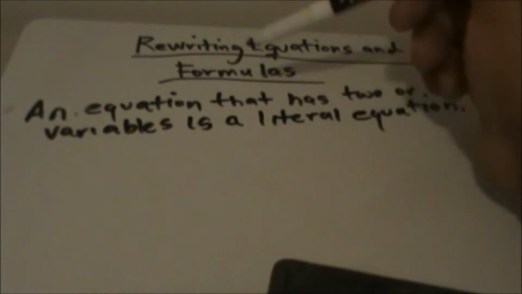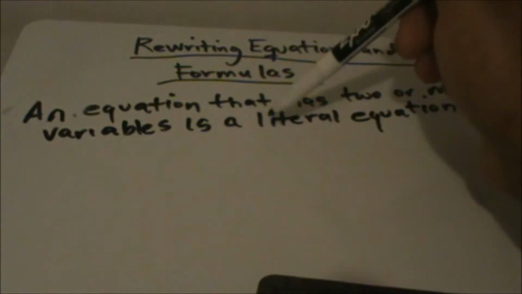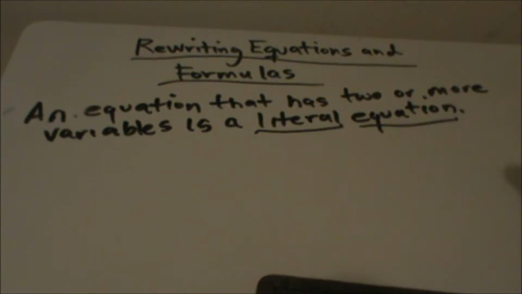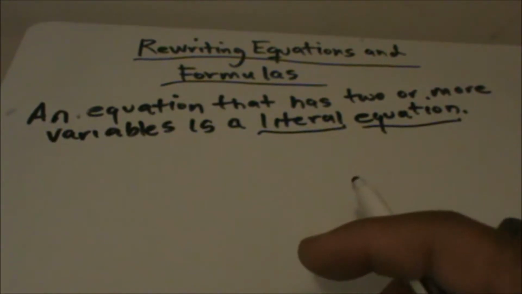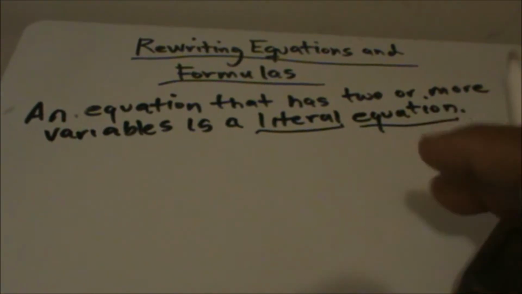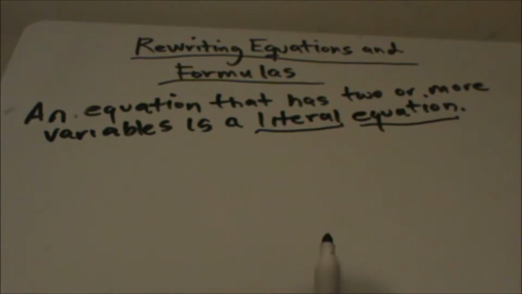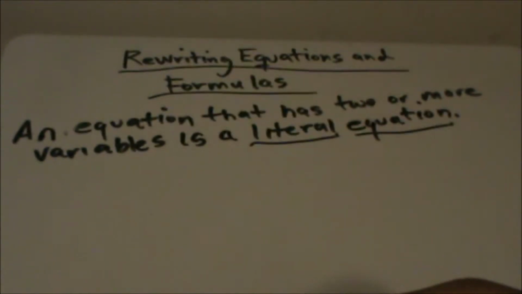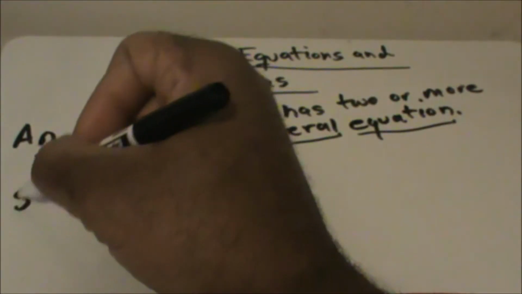Okay, an equation that has two or more variables is called a literal equation. And what that means is that you're going to have variables that are very distinct, x, y, z, and so on. You're not going to have two of the same variables, but in this case, a literal equation involves two distinct variables, totally different.